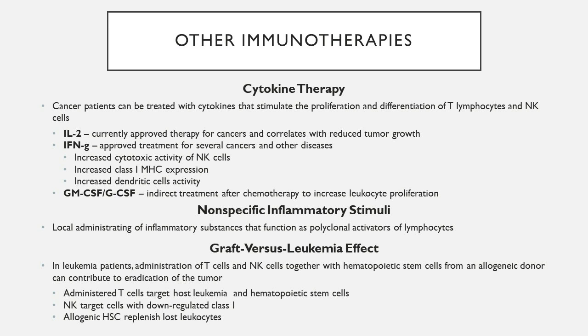Lastly, there's the cool therapy known as graft versus leukemia effects, in which case leukemia patients are administered T cells and natural killer cells from another patient, along with allogeneic hematopoietic stem cells that in all can contribute to the eradication of tumors and then the replenishment of leukocytes. So the administered T cells target host leukemia and HSC cells, so thus they destroy almost all leukocytes. The natural killer cells would target cells with downregulated class 1 MHCs, and then the allogeneic HSCs help replenish all the lost leukocytes that were eliminated by those T and natural killer cells.